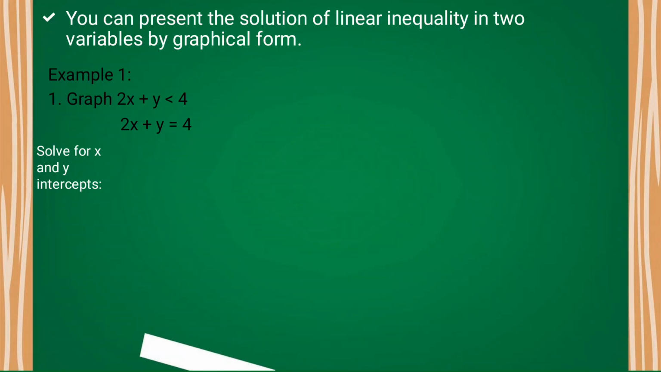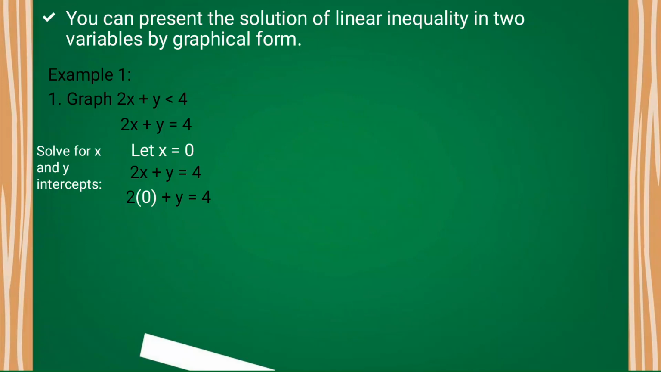Solve na tayo. So, paano po ba mag-solve ng x and y intercepts? Baka po nakalimutan na. So, all we have to do is to let x is equal to 0. Now, palitan na daw po lahat ng x ng 0. So, let us use this equation. 2x plus y is equal to 4. Palitan daw po natin ng 0 si x. So, we have 2 times 0 plus y is equal to 4.